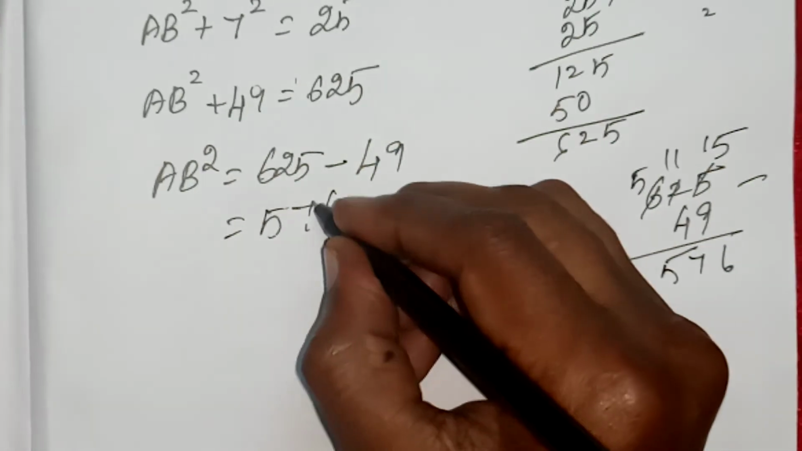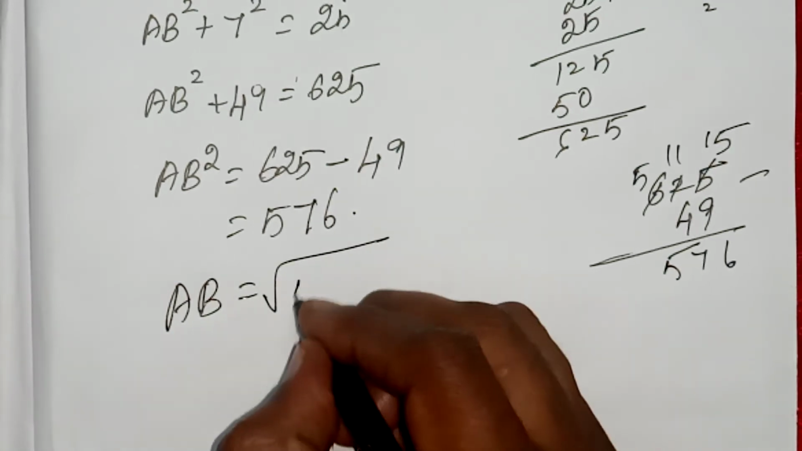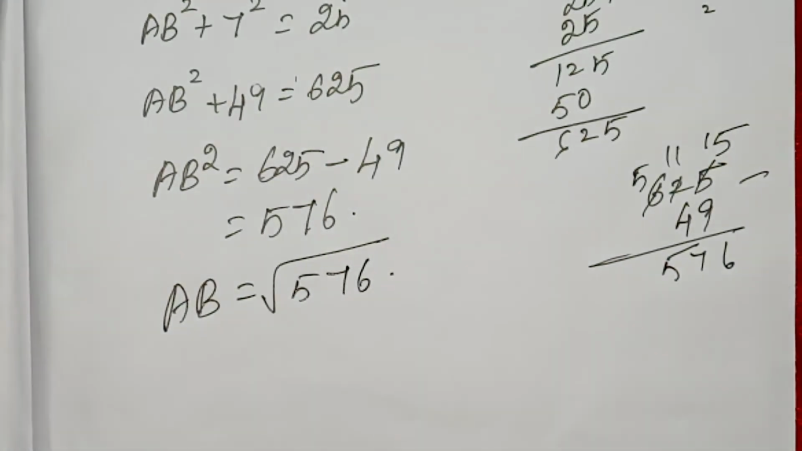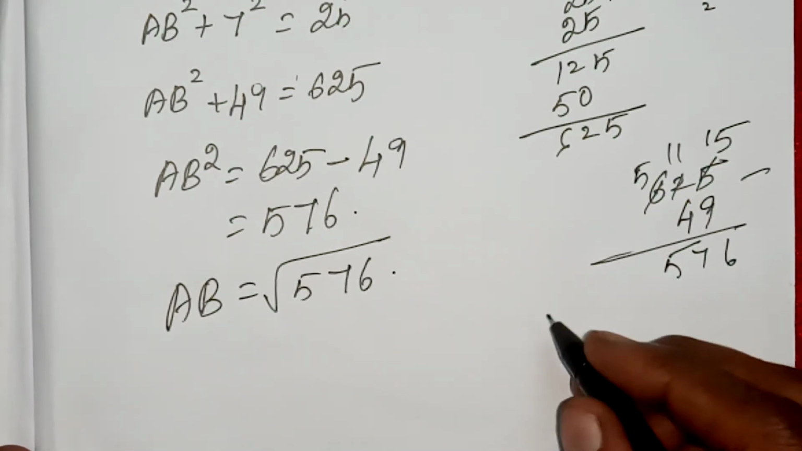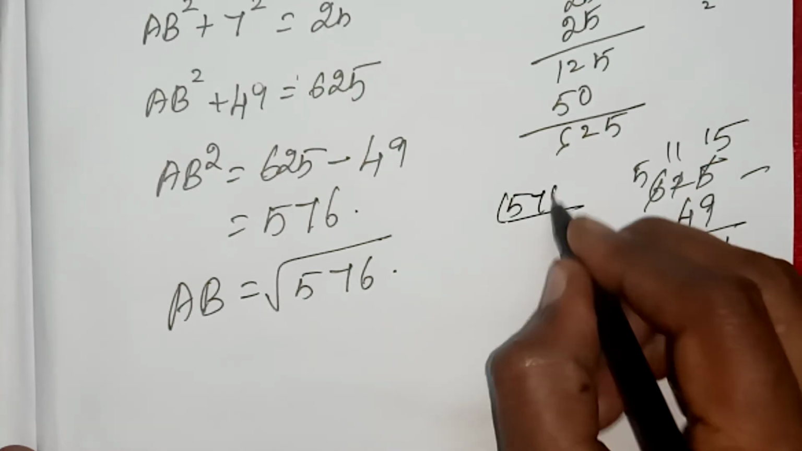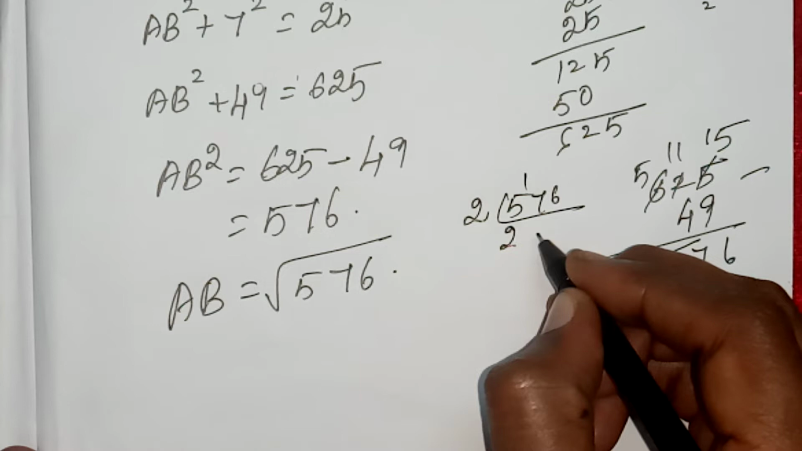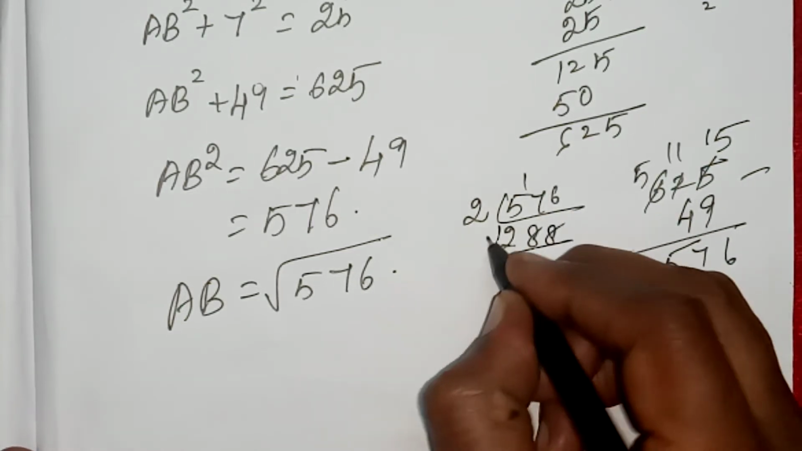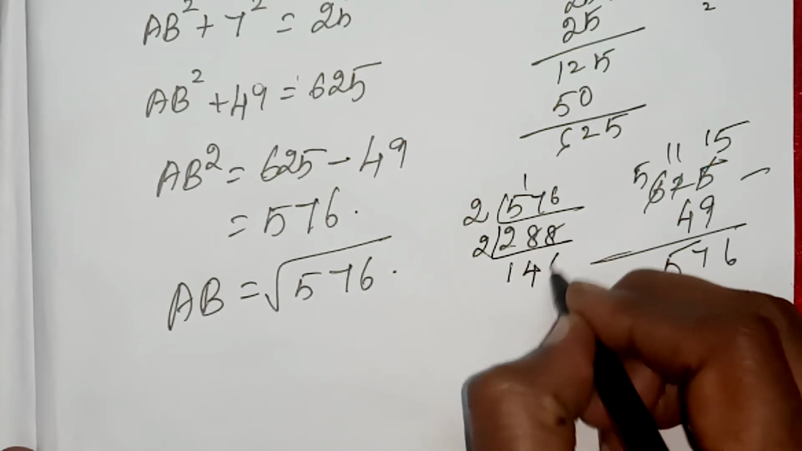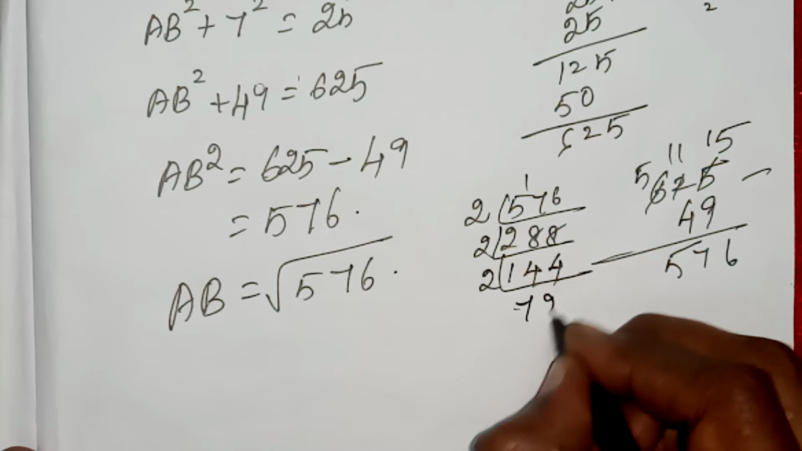Okay, this is AB square. AB is equal to root of 576. What's the square root of 576? Factorize this 576. 2 table. 2 2s are 4. Next 8 2s are 16. Again 2 table. 1 4 4. Next again 2 table. 7 2.